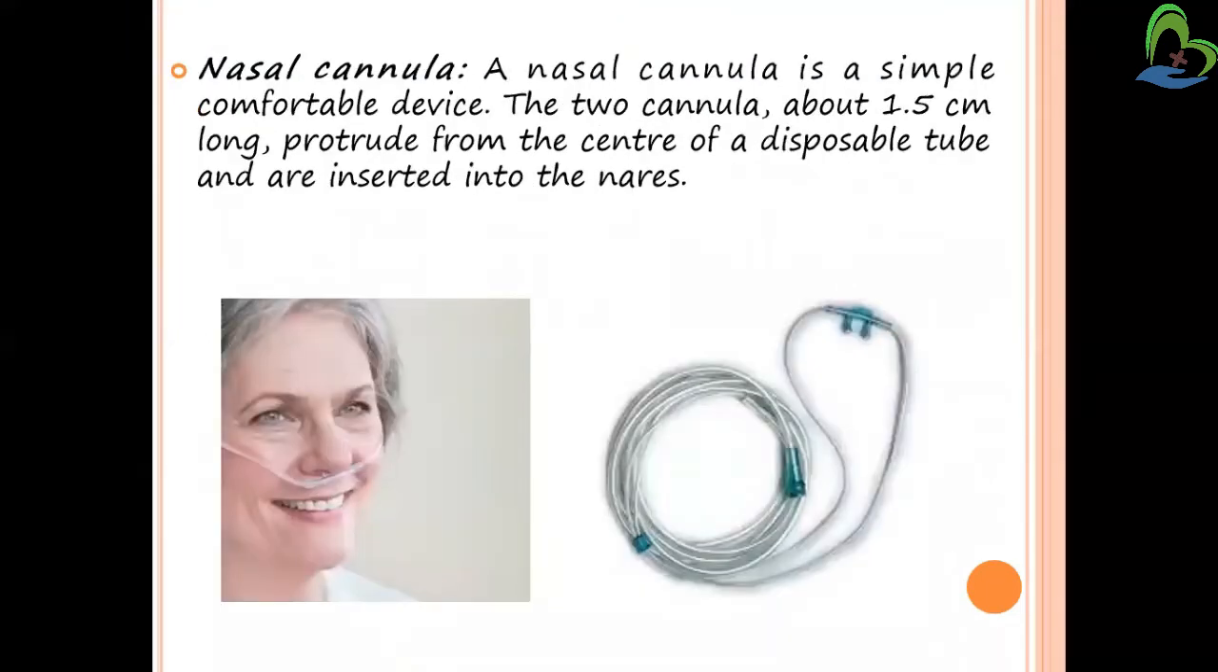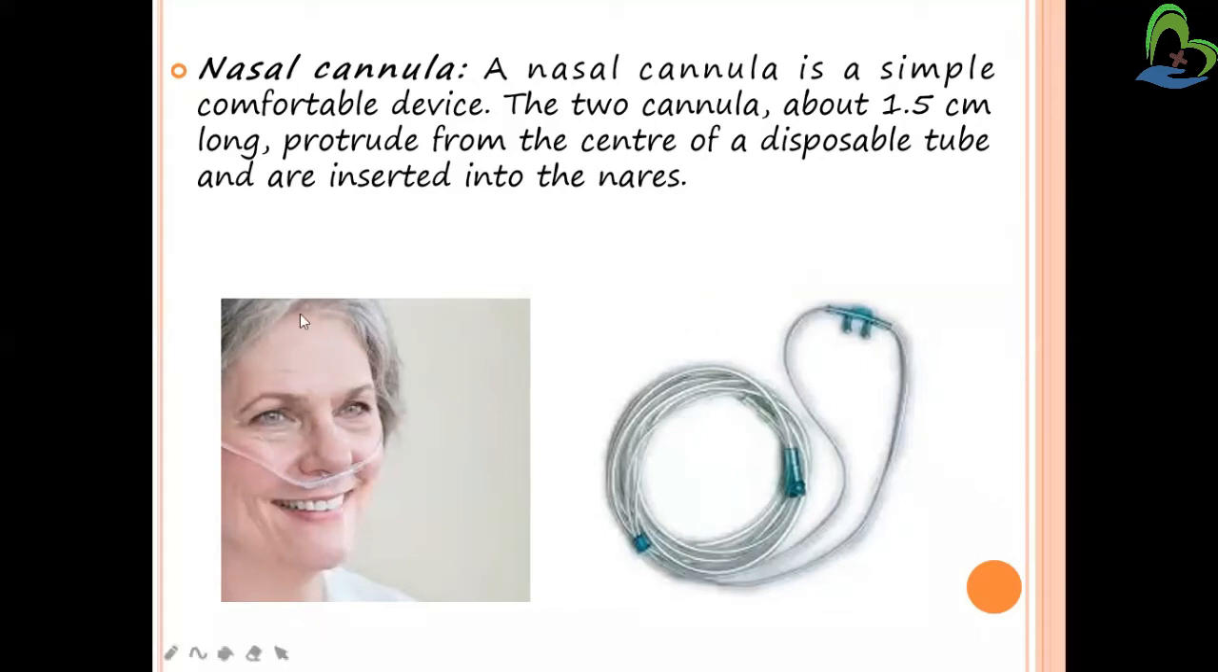Next, that is a nasal cannula. You might have seen this cannula in regular days also, in hospital days. So nasal cannula is a simple, comfortable device. The two cannula about 1.5 centimeter long protrude from the center of the disposable tube and are inserted into the nose nares, the nostrils, like this as you can see in this picture.